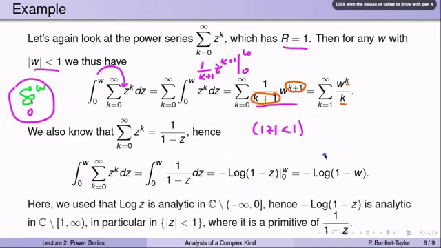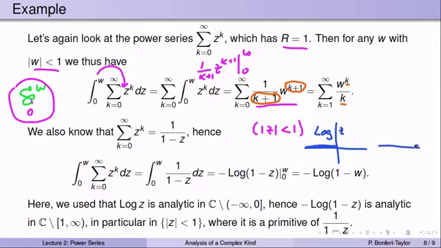So let me remind you why that is the case. The logarithm function itself was analytic in the complex plane minus the negative real axis. So that's where log z is analytic. Now we're looking at logarithm of 1 minus z, which shifts this region to the complex plane minus the portion of the positive real axis starting at 1. So that's where log of 1 minus z is analytic, or also minus log of 1 minus z. That doesn't change that minus sign. And therefore, in particular, it's analytic in this disk of radius 1 centered at the origin. That's where we're interested in. That's where our path is located. That's why minus log of 1 minus z forms a primitive of 1 over 1 minus z in that disk.